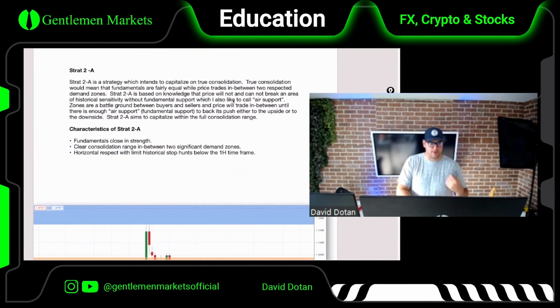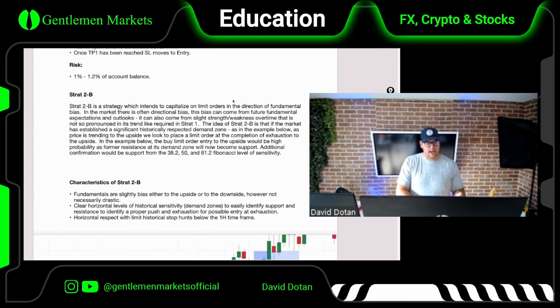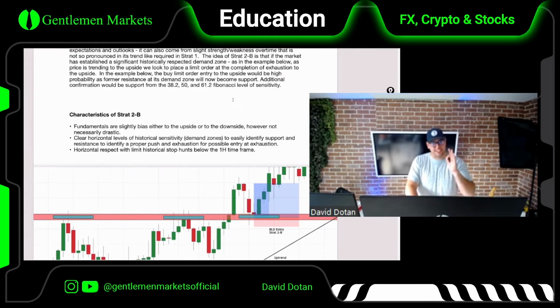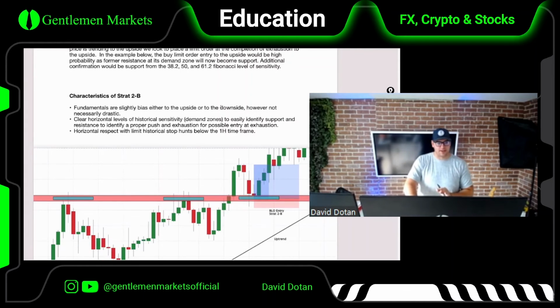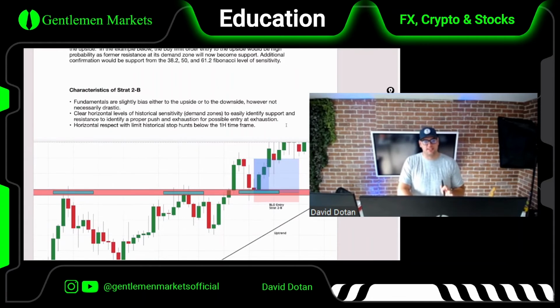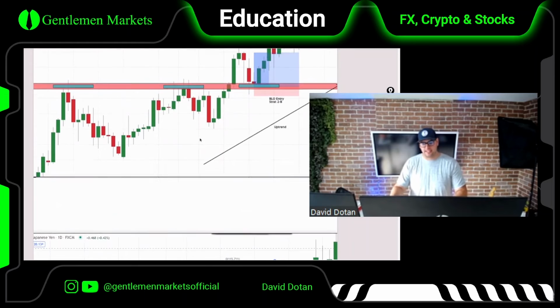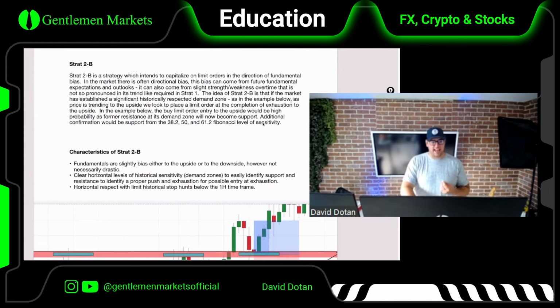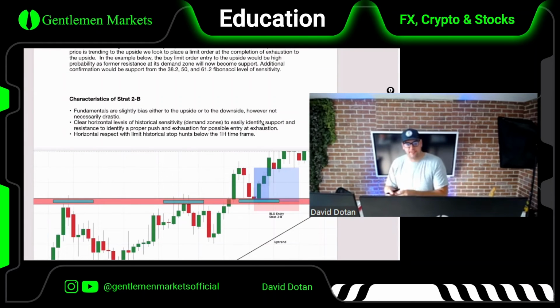What are some of the characteristics? Okay, Strat 2B: fundamentals are slightly biased either to the upside or to the downside, right? Not necessarily drastic. It doesn't have to be a drastic trend. We need clear horizontal levels of historical sensitivity, demand zones, easy to identify support and resistance for a proper push and exhaustion. For example, if this zone is not really respected, maybe it is now, but historically not necessarily respected, this doesn't become a high probability exhaustion. This zone has to be historically respected, and not like you have to work hard to find it. You can see clearly that that's an area of historical sensitivity.